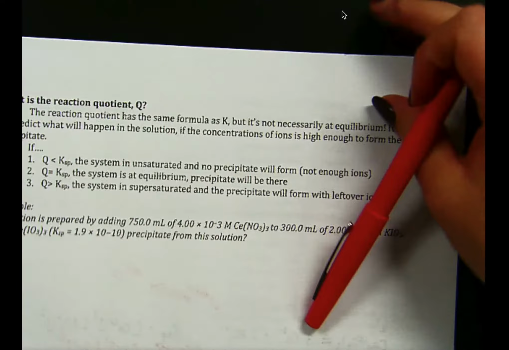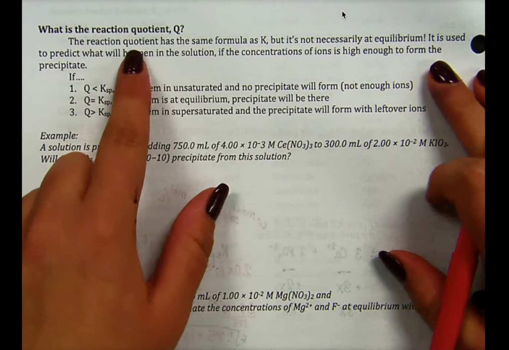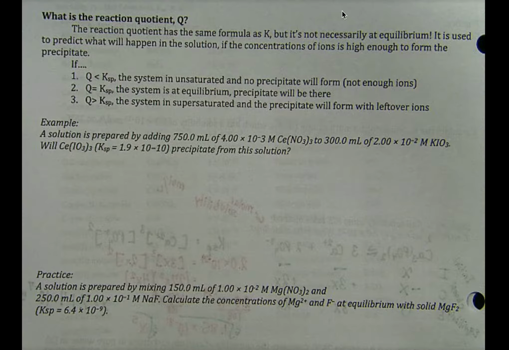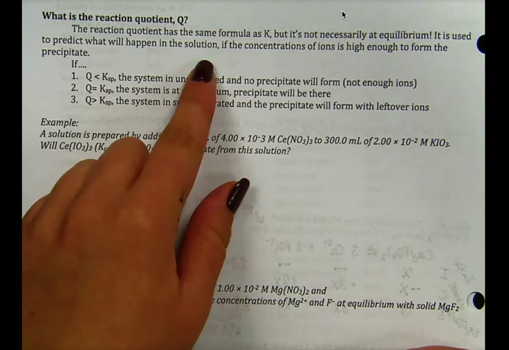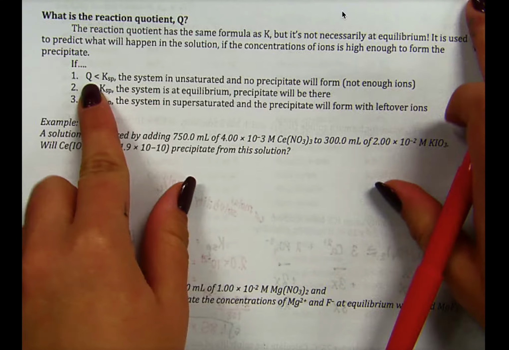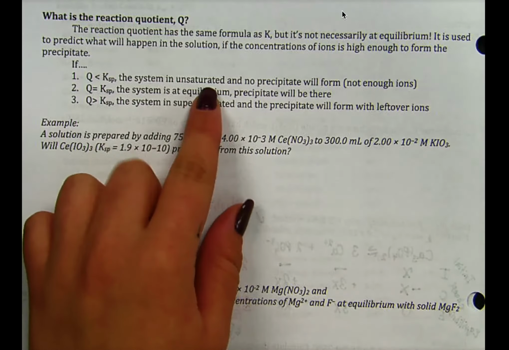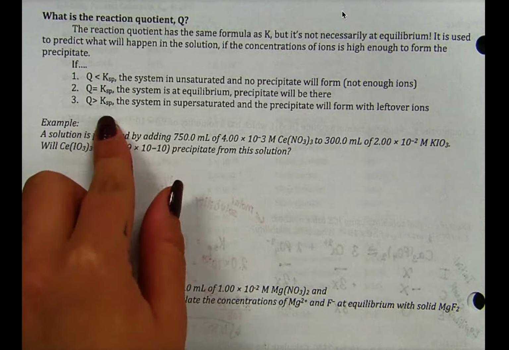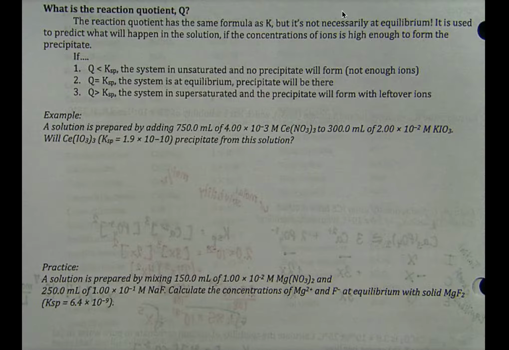Now, the last thing we have to talk about is the reaction quotient, Q. Basically, Q is K, but not necessarily at equilibrium. It's used to predict what will happen in the solution, if the ion will form. Because if you don't have enough ions in the solution, they're just going to be too far spread apart, and you're actually not going to get a precipitate if the reaction quotient is less than the Ksp. It's not saturated enough for the precipitate. So we use that a lot to figure out when things will form.